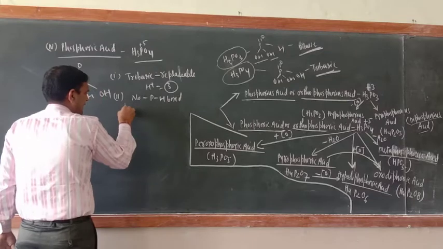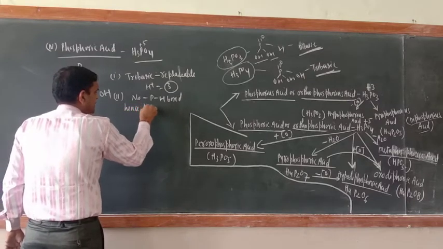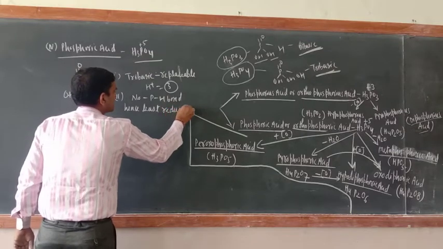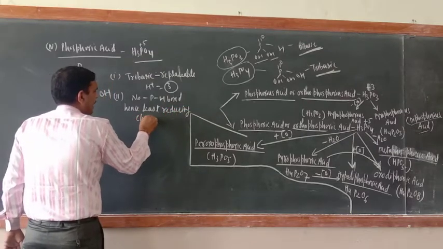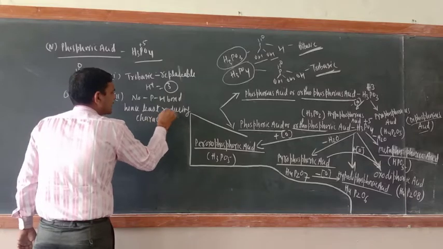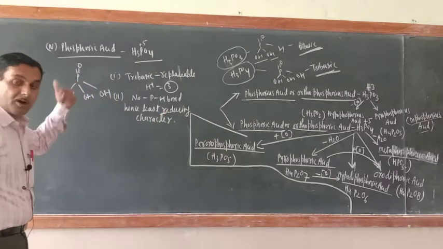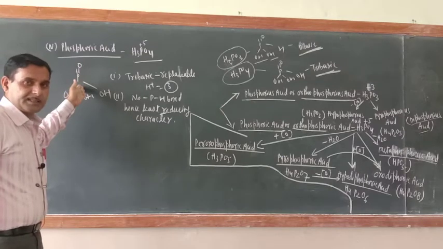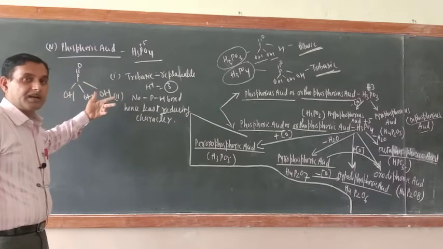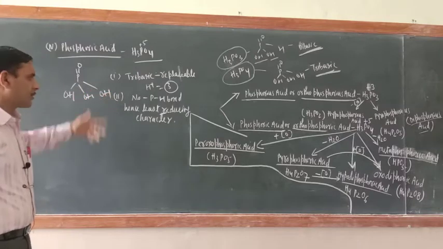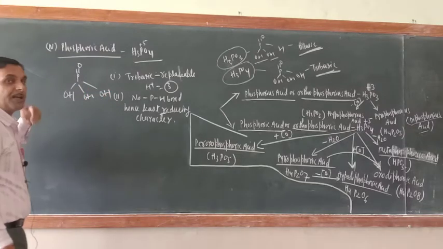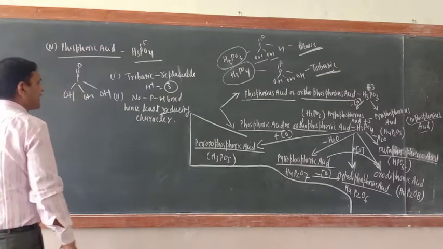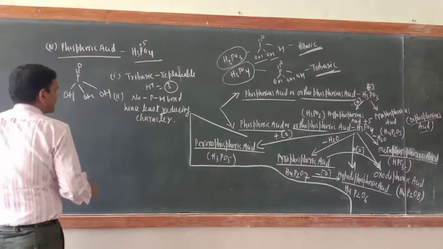Hence least reducing character. And now if one is least reducing character, it means strong oxidizing agent. So this will be a strong oxidizing agent. Oxygen it will release during the course of chemical reaction; it will evolve oxygen. So no P-H bond, hence least reducing character. Okay, now what is the third one now?